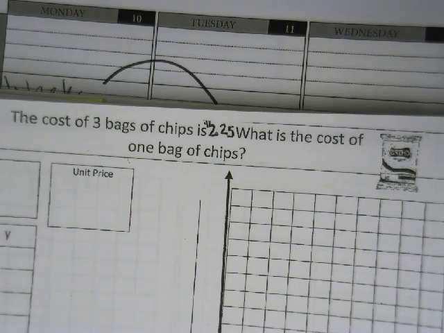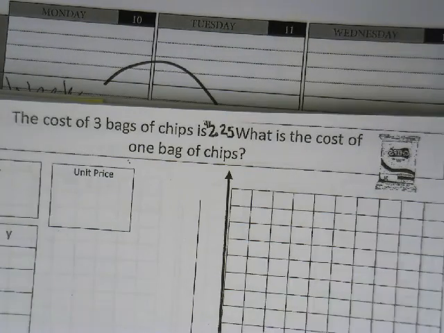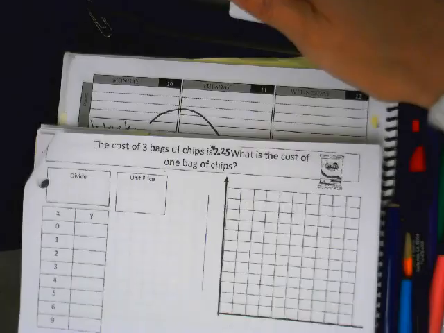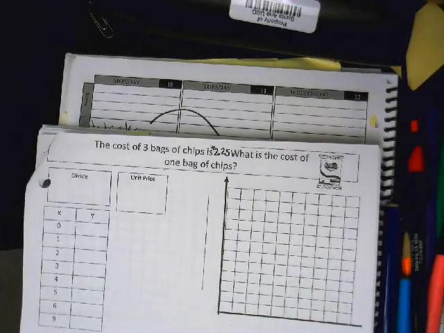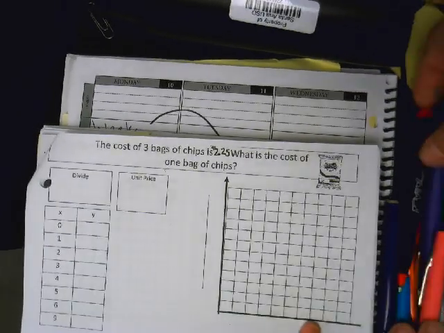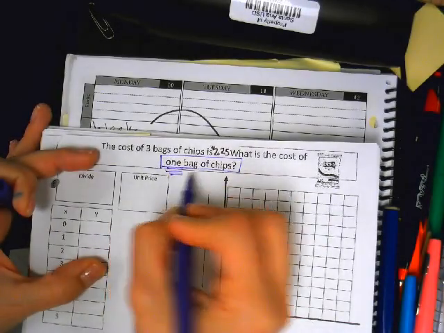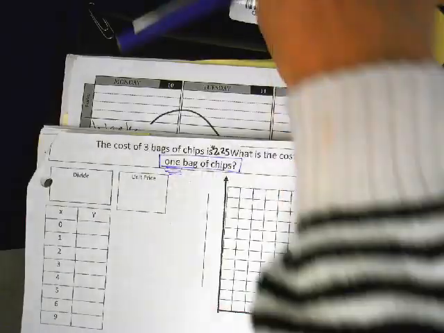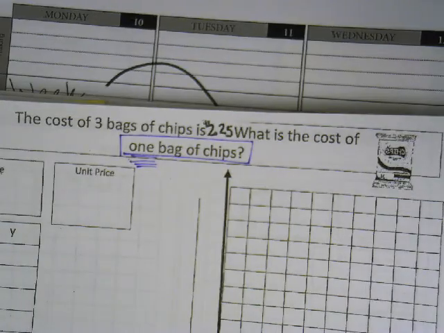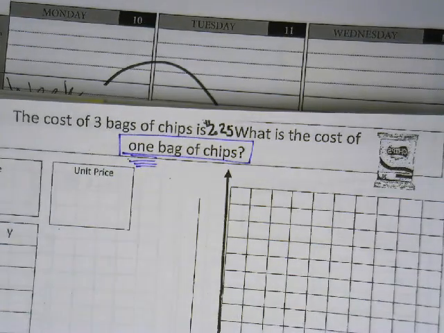What is the cost of 1 bag of chips? What am I solving 1 of? 1 bag of chips. So, okay, this is the most important part. And some of my first period is still struggling with this. So listen, so you're not struggling with this. Okay, 1 bag of chips. Here's your 1, also known as per. So if your 1 is bag of chips, is that your X or is that your Y?